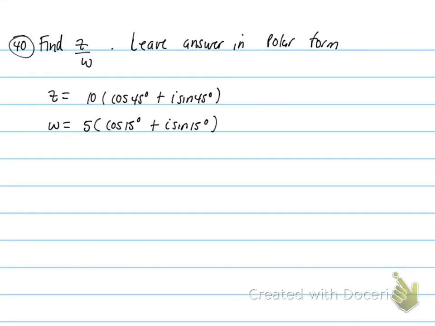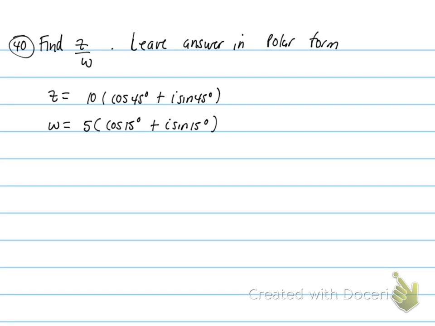Okay, so we are looking at question 40 from the trigonometry final exam review. They're asking us to find the complex number z divided by w, and they want us to leave our answer in polar form. For z, we're given 10 times the cosine of 45 degrees plus i sine of 45, and for w, we're given 5 times the cosine of 15 degrees plus i sine of 15 degrees.